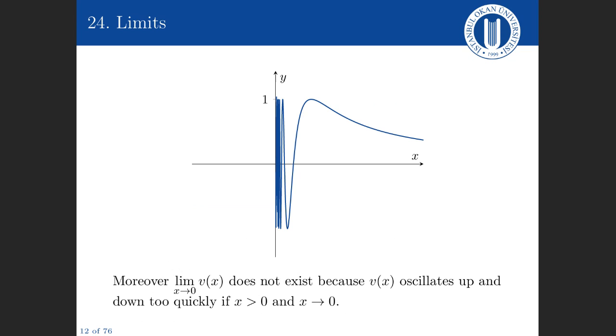Here's a graph of the function v. Again, the limit as x tends to 0 of v of x does not exist. And this time the reason is because the function is going up and down too quickly, there doesn't exist some number that the function is always close to. Sometimes the function is 1, sometimes the function is 0, sometimes the function is -1, and sometimes in between. There doesn't exist one particular number that the function is always close to. So this function does not have a limit as x tends to 0.